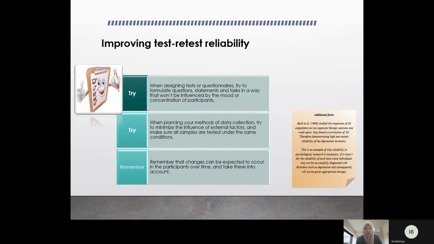Jadi adalah tidak wajar untuk kita mencampurkan dan data yang kita dapat nanti memang takkan dapat reliable. And finally, remember that changes can be expected to occur in participant over time. Take this into account. Contoh mungkin dekat sini kalau kita boleh tanyakan dalam questionnaire itu, berapa lama tempoh masa yang diambil dalam sehari untuk menggunakan sosial media. Jadi untuk test pertama mungkin partisipan ni akan menjawab 8 jam. Dan bila balik dia fikir balik terlalu lama sangat dia ambil.